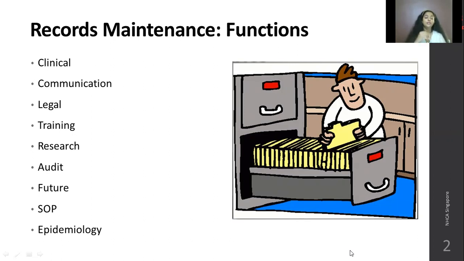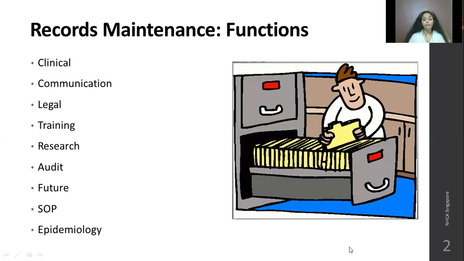Then training, especially in medical institutes, for training the students, and for research, obviously, all the clinical research and epidemiological research, where you can't go and meet the primary source of data, medical records are the secondary source of data. So it helps in research and training of students. Auditing: medical audit is completely based on the medical records, how they are kept, their completeness, and the accountability of the staff giving inputs into the medical records.